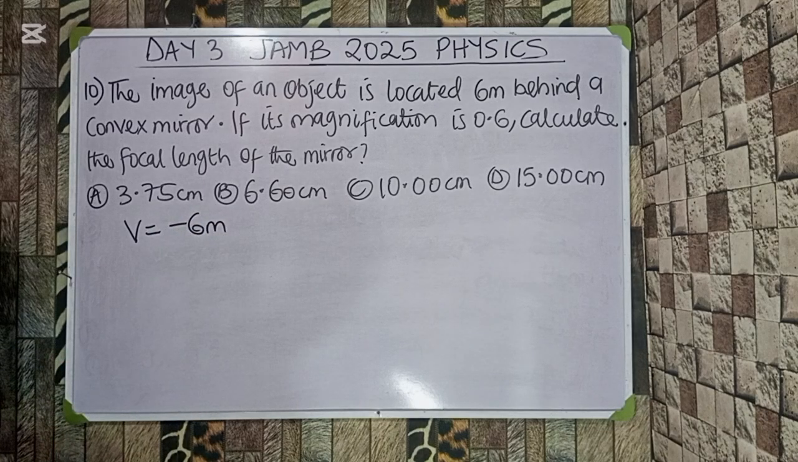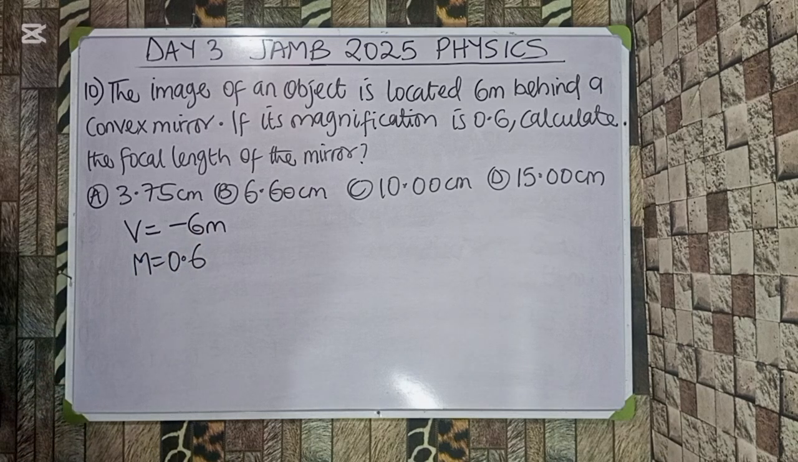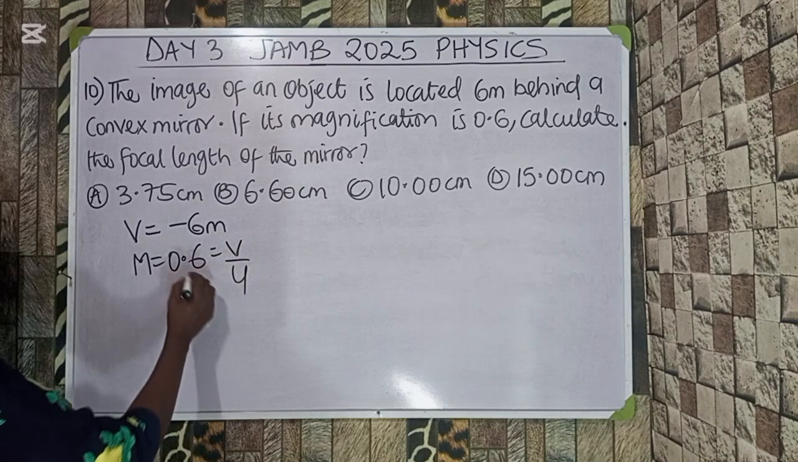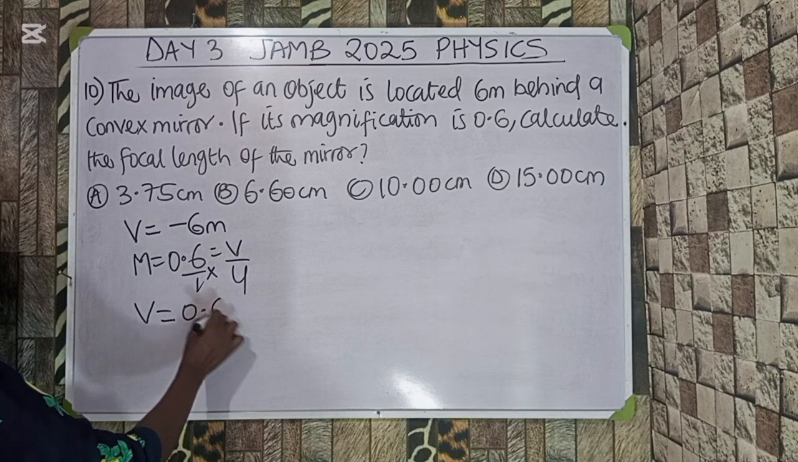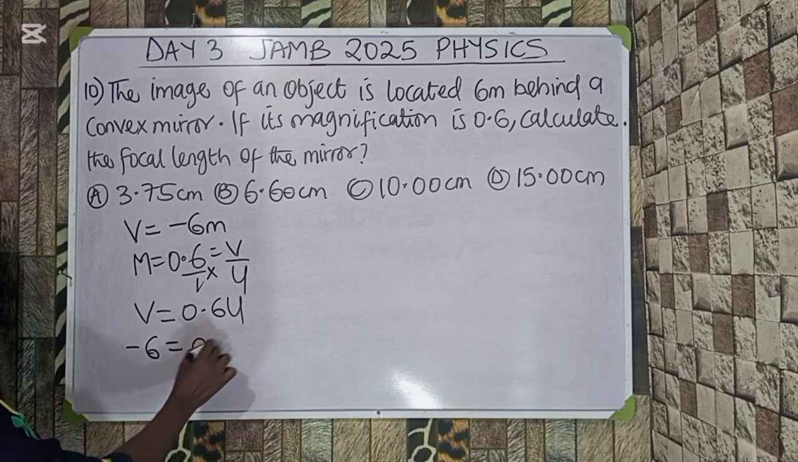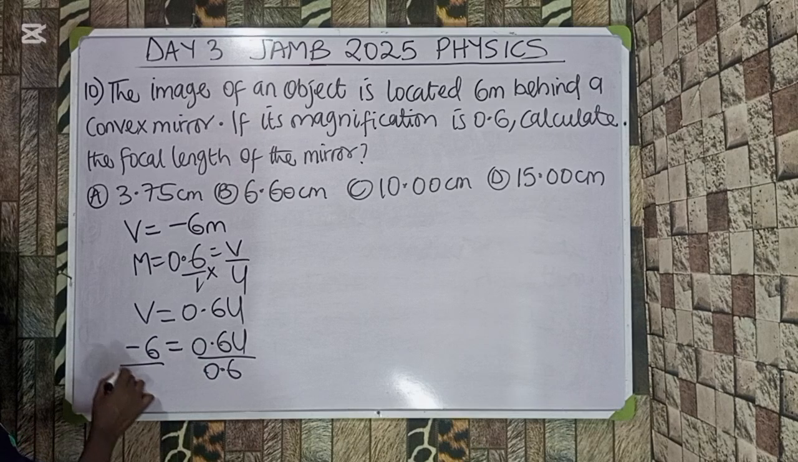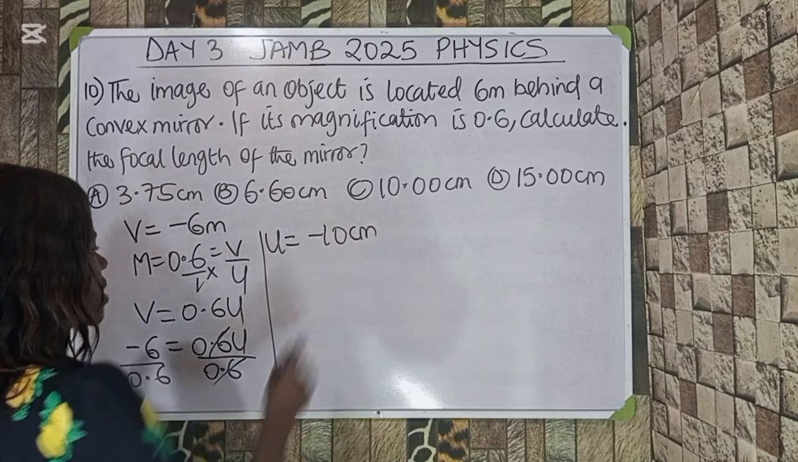Then if the magnification is 0.6, my magnification is equal to 0.6. You remember that magnification is image distance over object distance. So if I cross multiply, my V is equal to 0.6 times U. Do you understand? But my V is given as minus 6, so minus 6 is equal to 0.6 times U, right? So I divide both sides by 0.6, okay? So what do I have? My U is equal to minus 10 centimeters.